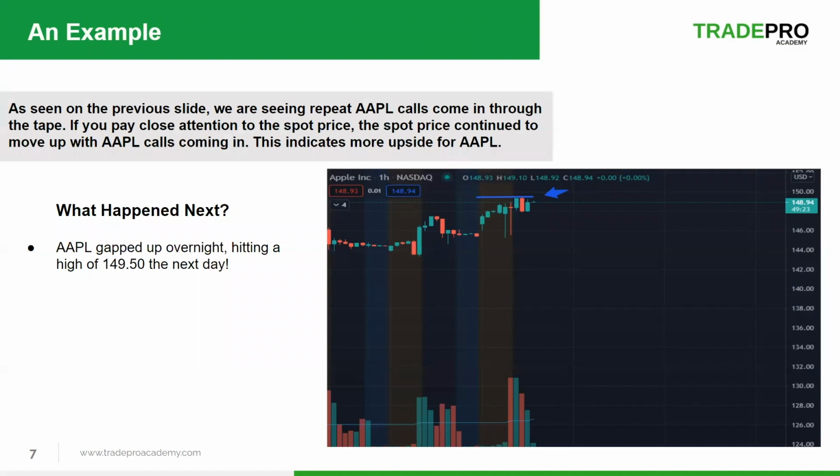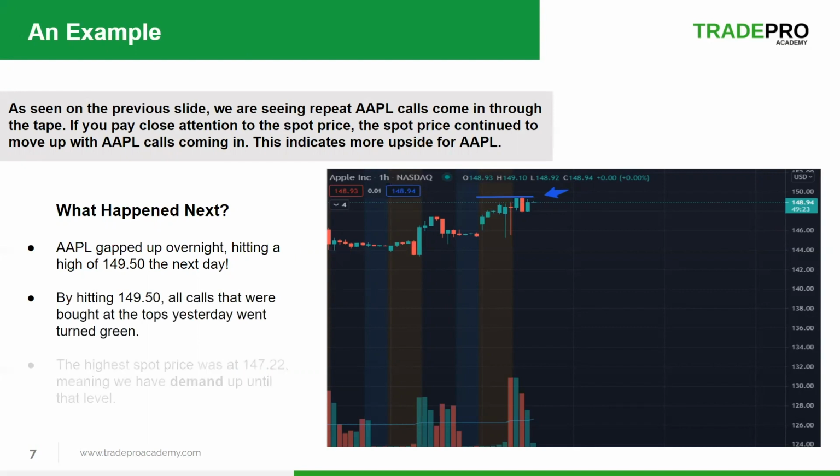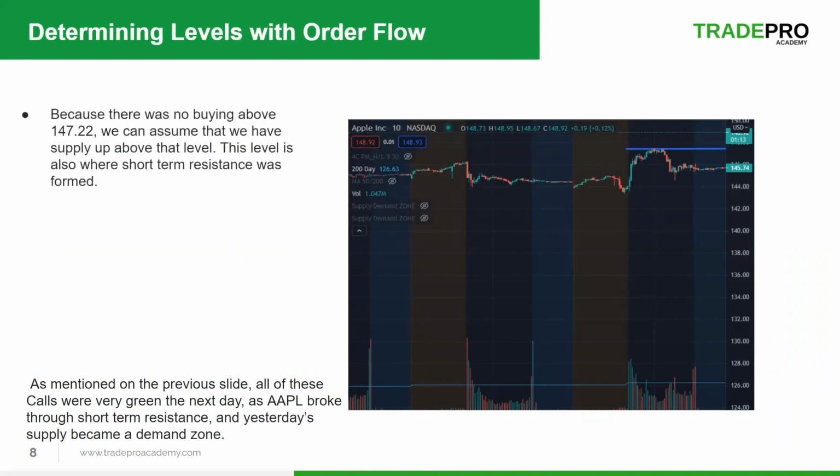Apple gapped up overnight, hitting a high of 149.50 the next day. So by hitting 149.50, all calls that were bought at the tops yesterday turned green. The highest spot price from the previous day was 147.22, meaning we have demand up until that level. Because there was no buying above 147.22, in theory, we can assume that we have supply above that level. This level is also where short-term resistance was formed.